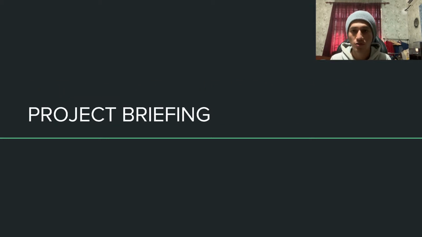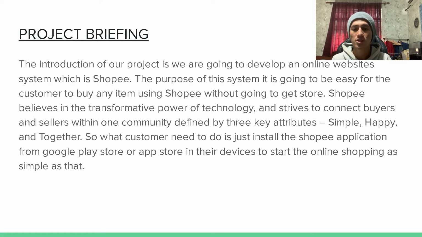So first we are going to project briefing. The introduction of our project is we are going to develop an online website system, which is Shopee. The purpose of this system is going to be easy for the customer to buy any item using Shopee without going to get store. So what customer need to do is just install the Shopee application from Google Play Store or App Store in their device to start the online shopping.